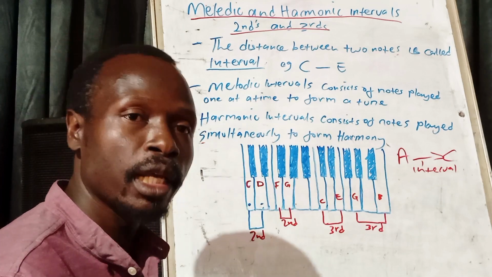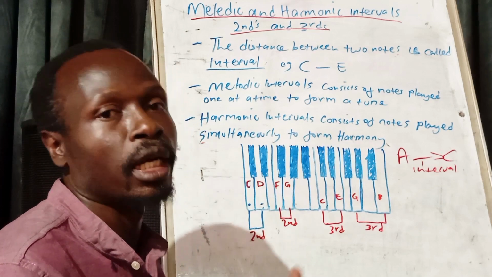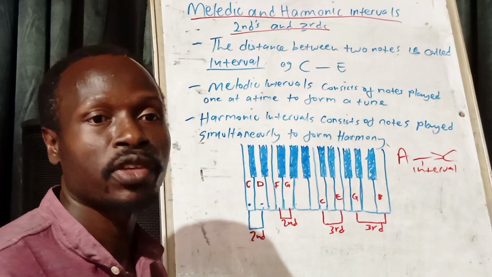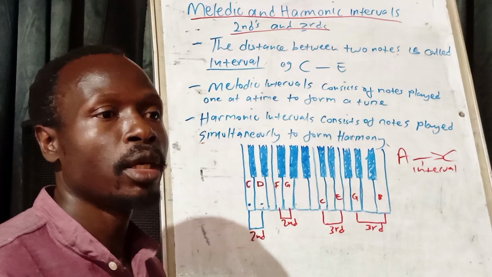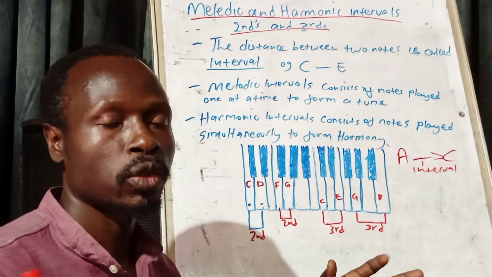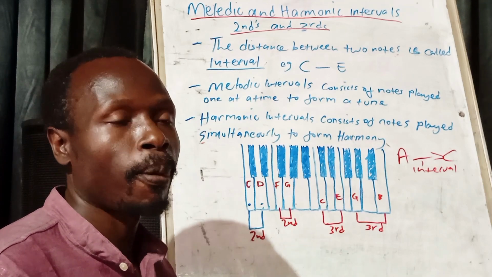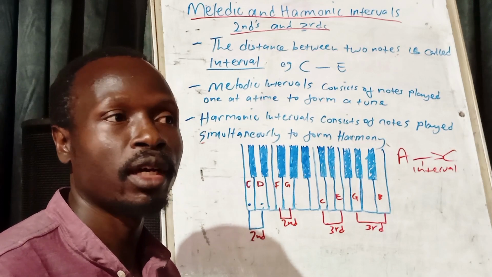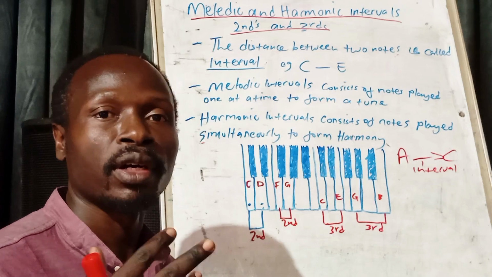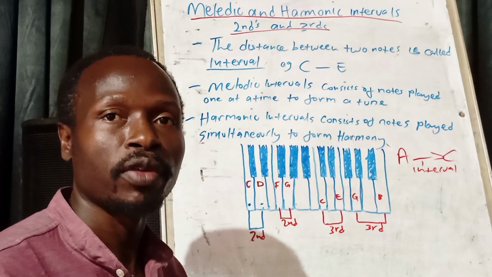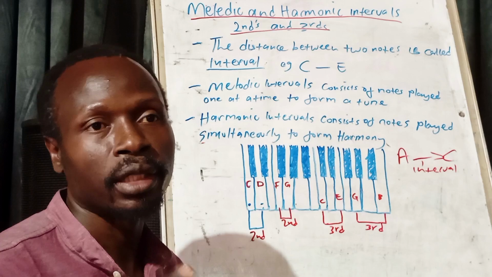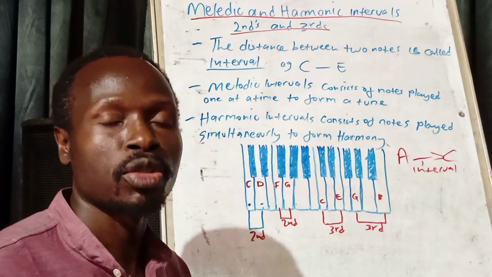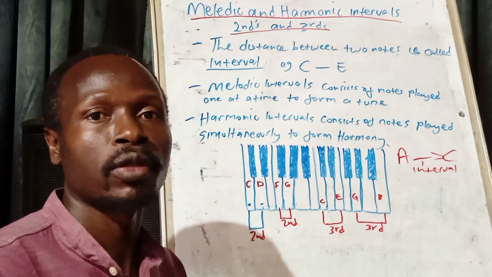The second type of interval is the harmonic. What is harmony? Harmony is the same word as chord. Whenever you hear the word harmony, it means putting more than one note together, combining. In singing, we have harmonies like voice 1, voice 2, voice 3, like soprano, alto, tenor, bass. So whenever we say harmony, it means we are going to put all these voices to sound together at once.